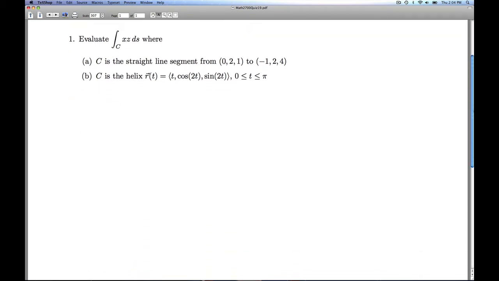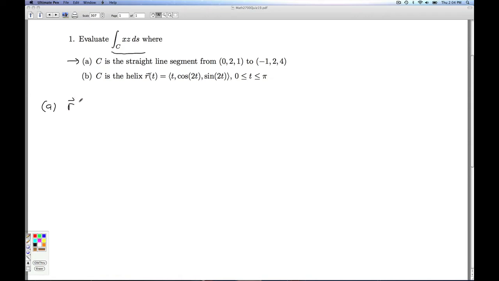We're given a line integral and we're asked to evaluate it along two different curves C. So remember, the key to a line integral is you need everything in terms of one variable. So if you look at the line integral we're given, we've got x times z times ds, that's the arc length differential. And for part A, we're asked to evaluate this along the straight line segment between those points. So the first thing we need to do is find a parameterization for that line segment.